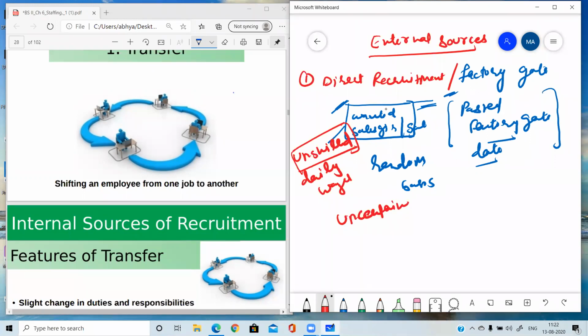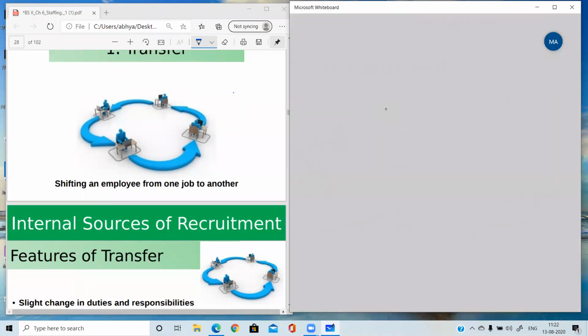Why am I telling you it is uncertain? Because suppose we have pasted the notice on the factory gate that 100 workers will be appointed on a particular date, and we are just waiting for the day, and when the day comes there are only 5 workers in front of the factory gate, we can't do anything at that time. We will not have much time left to employ more labor. So this source is very much uncertain. Workers or wagers may come, may not come. So this is all about direct recruitment.